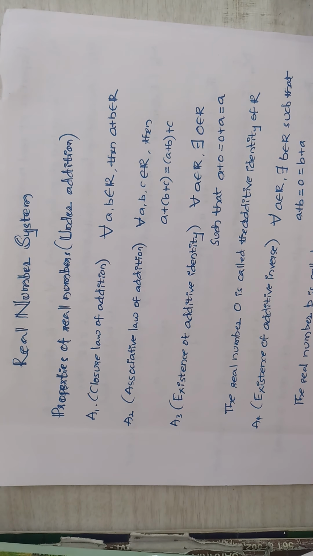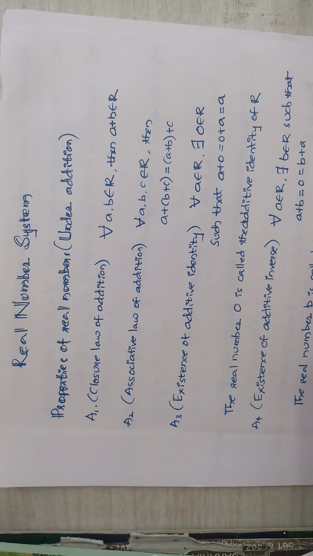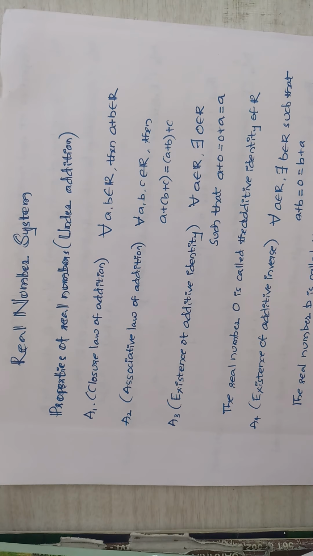Hi everyone. So in the last class we have seen properties of real numbers under addition, multiplication and order axiom. So in this class let us see a field. To define a field we need these properties: closure law under addition, associative law under addition, existence of additive identity, existence of additive inverse, and commutative law under addition.